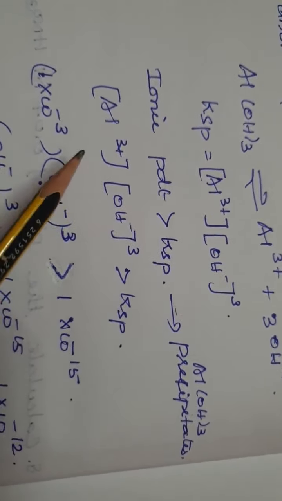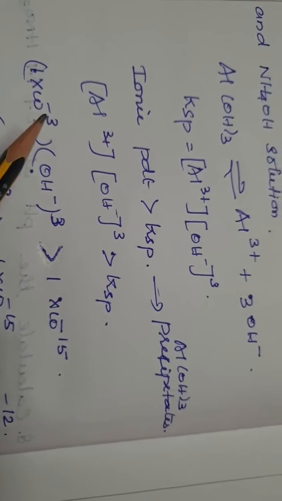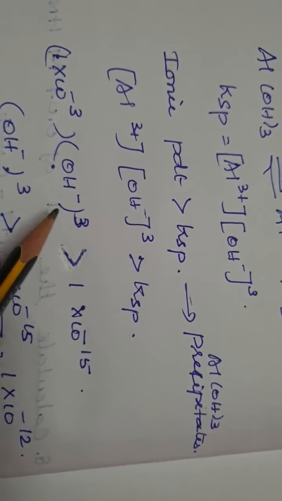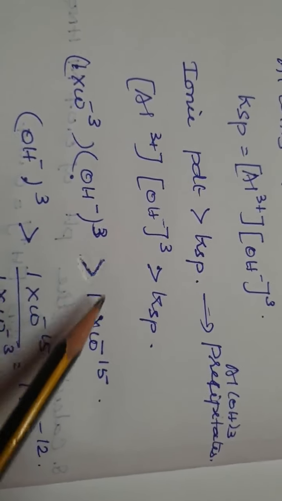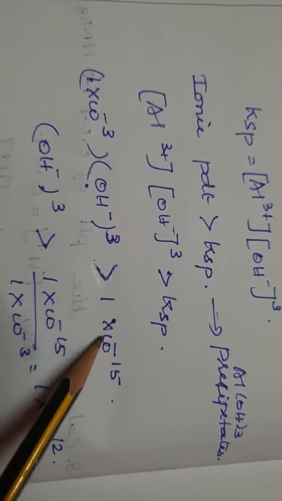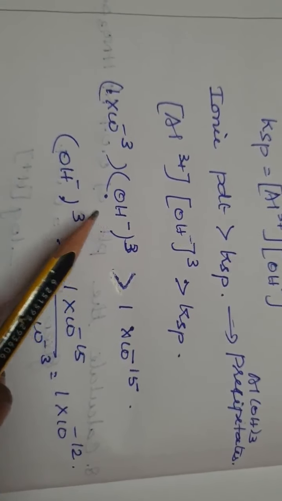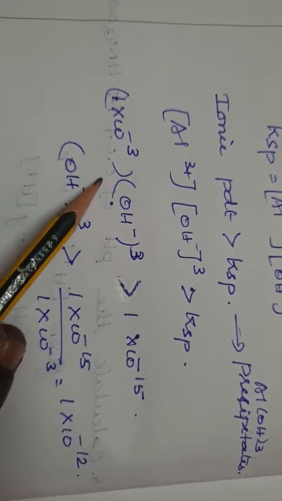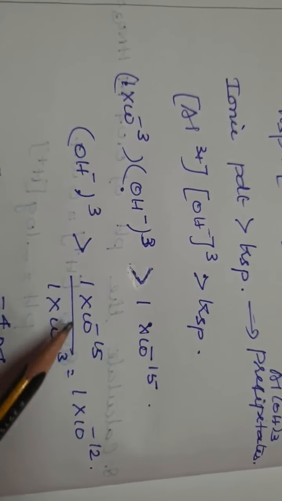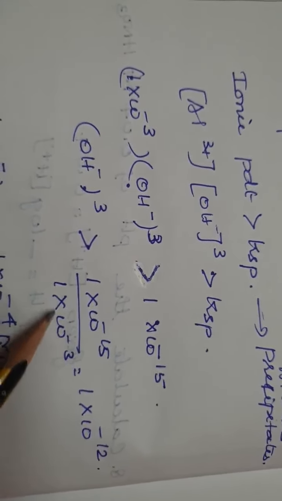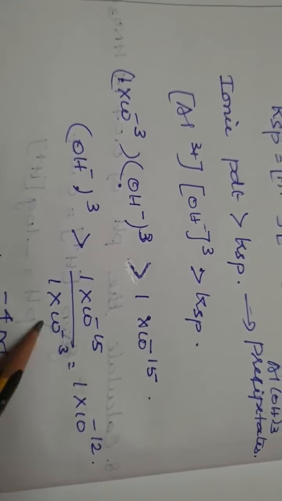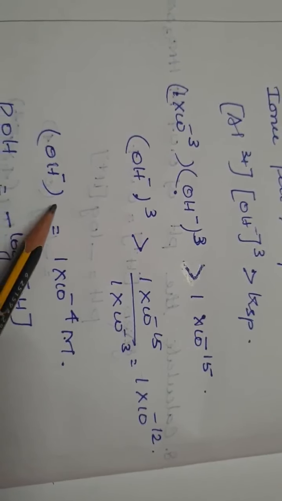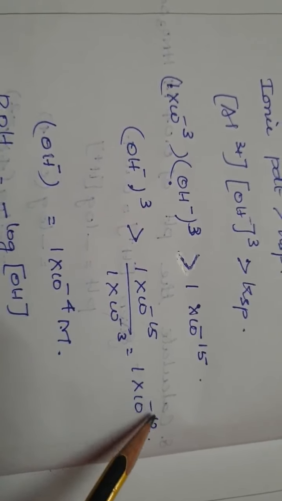Aluminum 3 plus has the concentration given in the problem, 1 into 10 power minus 3. Then OH is not given. OH the whole power 3 is equal to 1 into 10 power minus 15. Then take the OH minus concentration on the left hand side and take this 1 into 10 power minus 3 to the other side: 1 into 10 power minus 15 divided by 1 into 10 power minus 3. You cancel this and you get 1 into 10 power minus 12. OH minus the whole cube is equal to 10 power minus 12.